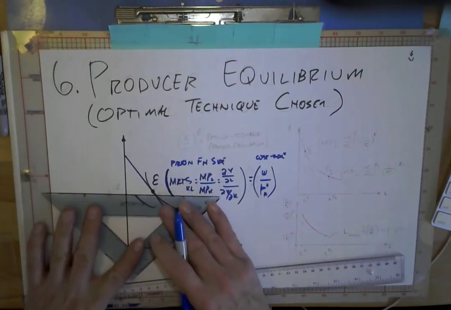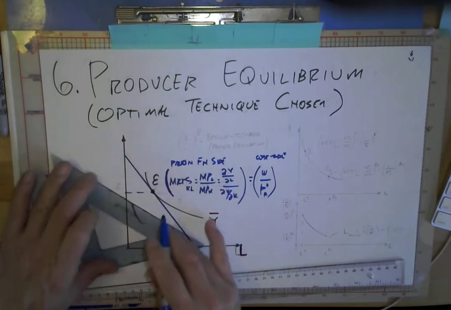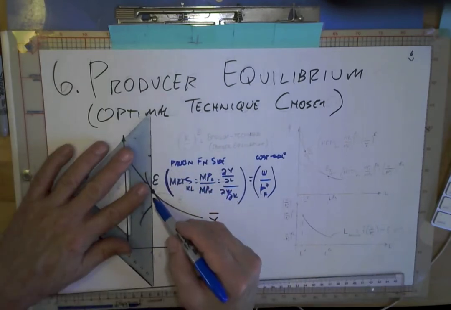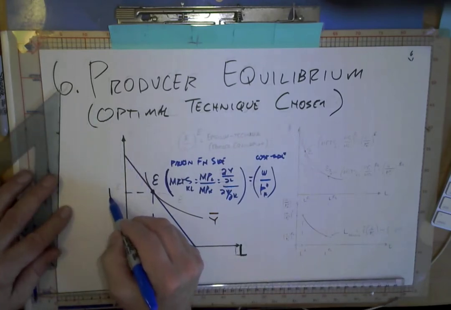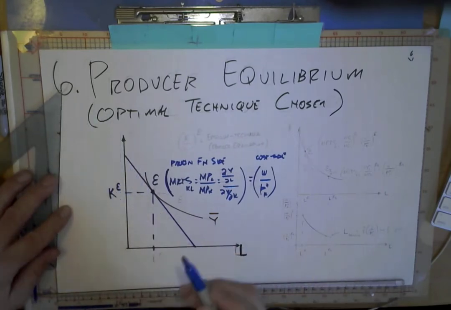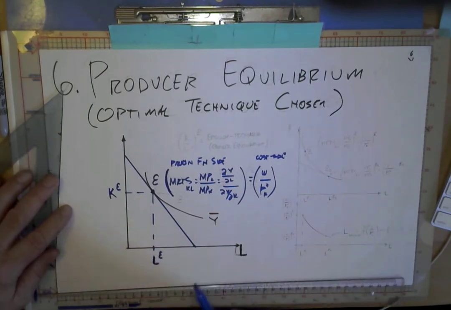That means that we're going to have an equilibrium quantity of capital chosen and an equilibrium quantity of labor chosen. This is the quantity of capital epsilon, and this is the quantity of labor epsilon.